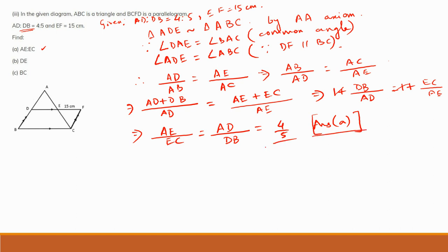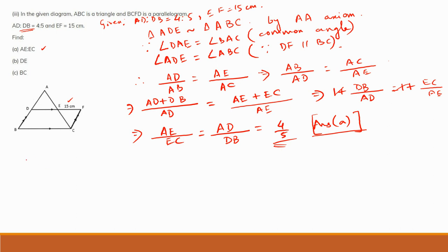Okay, AD by DB. So now we have to find what is DE. See, we have this information with us, EF, we already have this information with us, right? And we have this information of AE by EC. Right now we just got it. Okay. So let's see if we can use both of them to get DE.